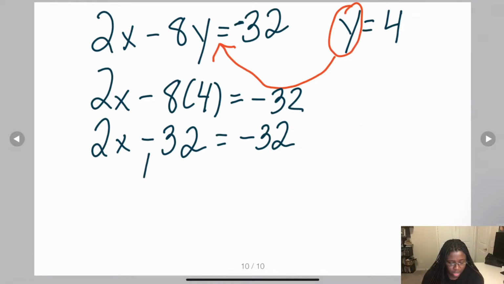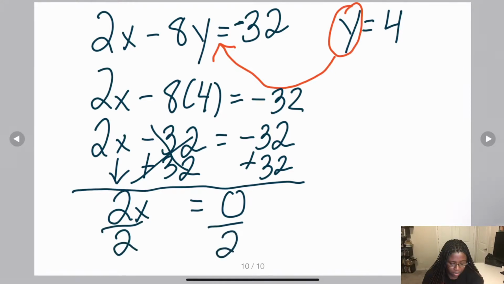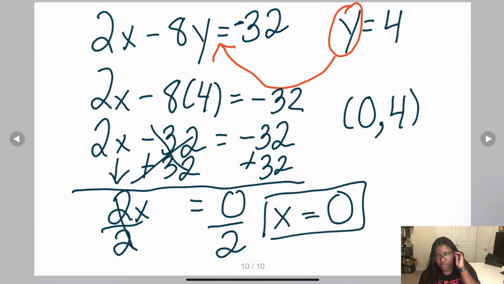Now we're going to get rid of the 32 on this side by adding it on both sides. These cross out, and I'm left with my 2x. This comes down. And negative 32 plus 32 is going to be 0. I'm going to divide both sides by 2. And 0 divided by 2 means that x is equal to 0. So I have x is 0 and y is 4. So my answer to this is 0, 4. I didn't mean to say y is 5, y is 4, sorry.